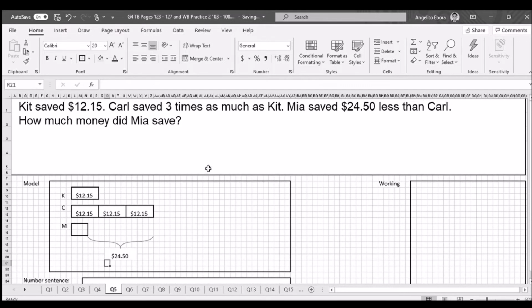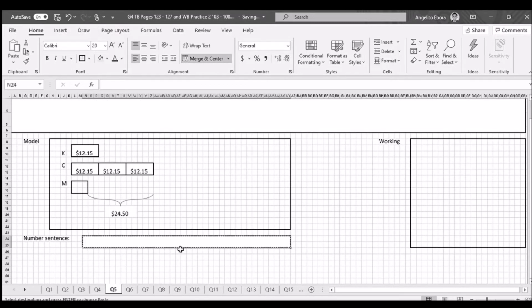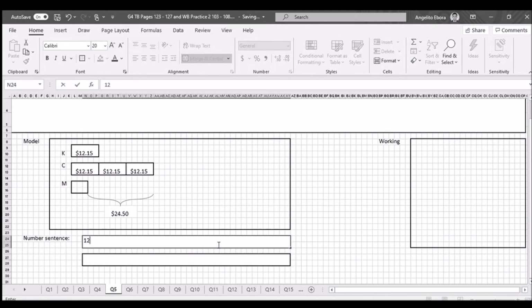Okay, so how do we solve this kind of problem? Okay, so we need to find first Carl because we don't know how much money he has. Then later on, we'll be able to find Mia. Okay, so the first step is let's find Carl. So $12.15 multiplied by 3 is equal to blank.